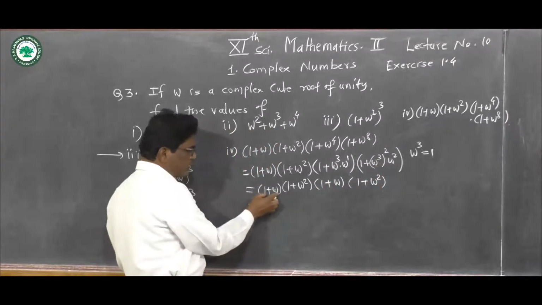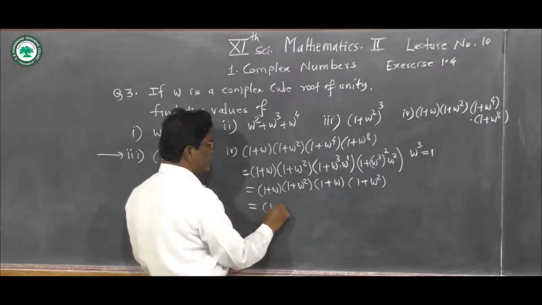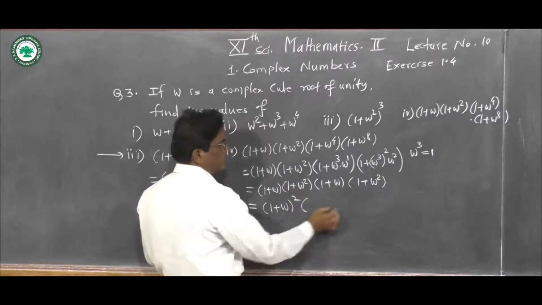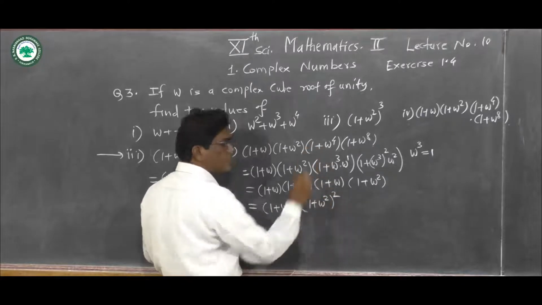Now here 1 plus omega repeats. 1 plus omega into 1 plus omega, so we write here (1 plus omega) whole square. Now here this 1 plus omega square and this 1 plus omega square, so we write here (1 plus omega square) to the square.